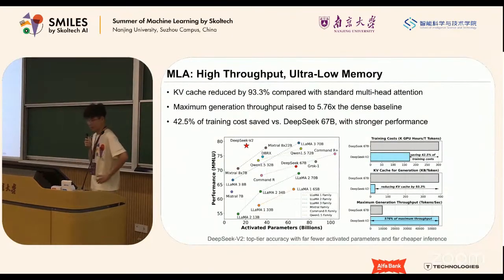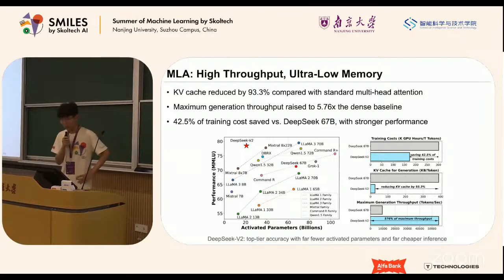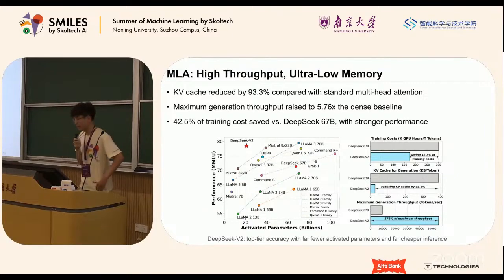MLA delivers significant efficiency gains. It reduces the KV cache by 17% compared to standard multi-head attention, and increases the maximum generation throughput to 5 times compared to the dense pipeline. This optimization also reduces the training cost compared to the DeepSeek dense transformer, with stronger performance.